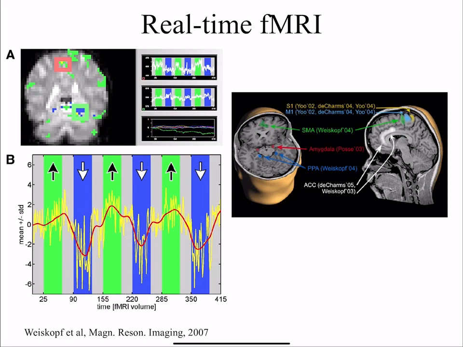So in this case, the subject was shown the signal from this area of the brain, and they were told to make it either go up or down, or up or down, or up or down. And with training, they are able to do that. Okay, so it turns out the brain is really good at learning things, just given training.